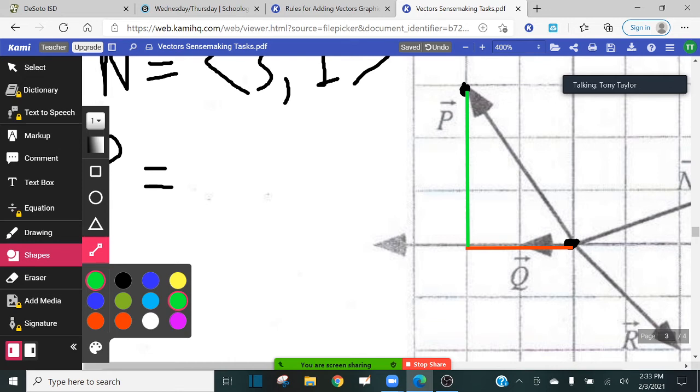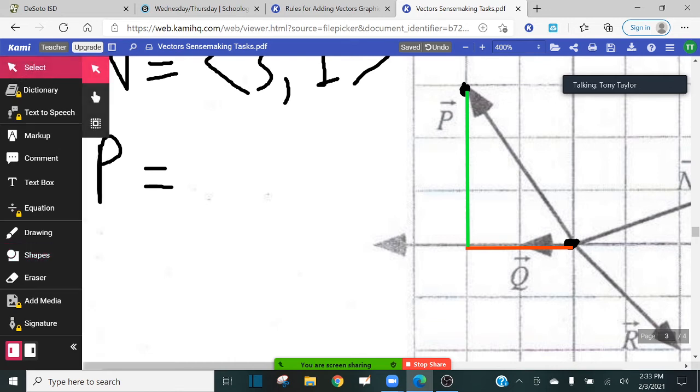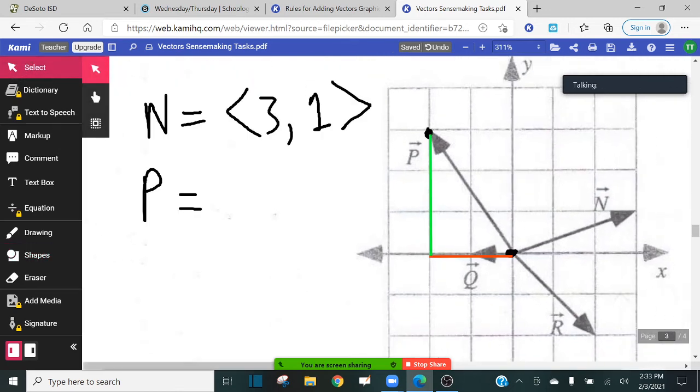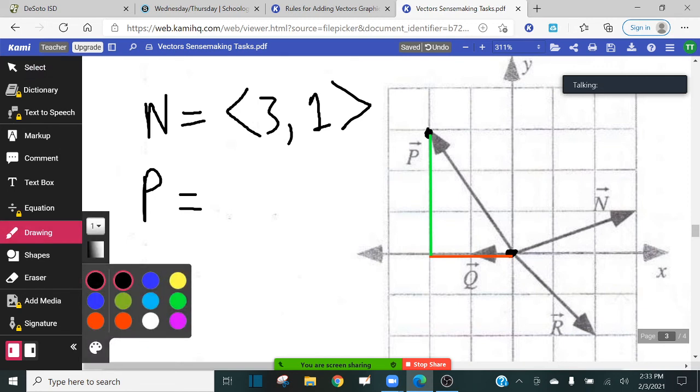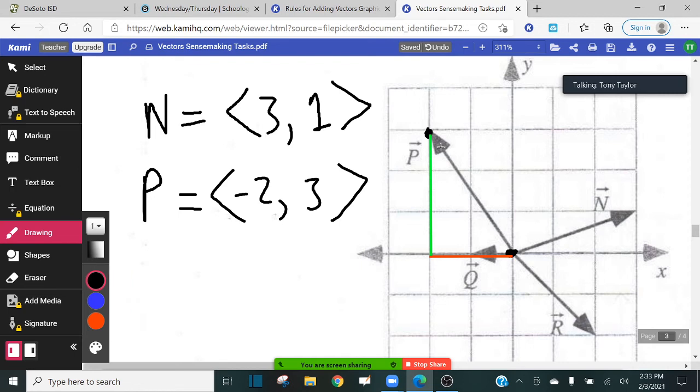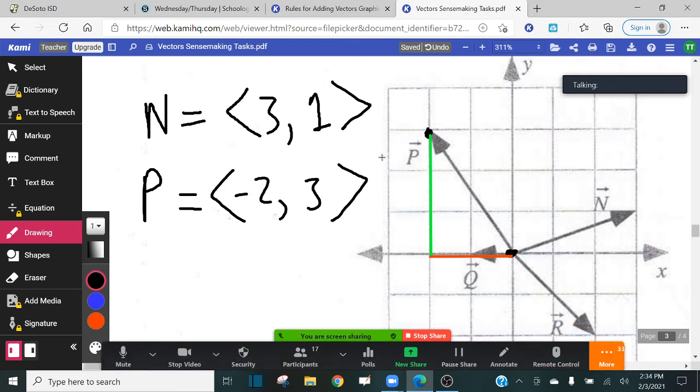So that means P must be negative 2, positive 3. Negative 2, positive 3. I got that? Because remember, in order to get from this point to this point, we had to move in the negative x direction, then we move in the positive y direction. Okay.